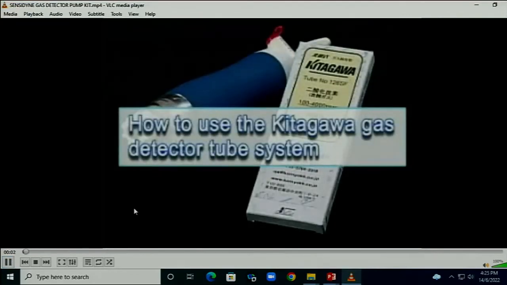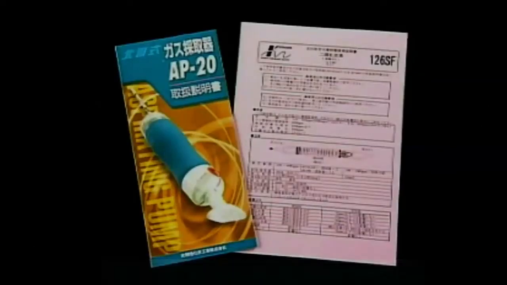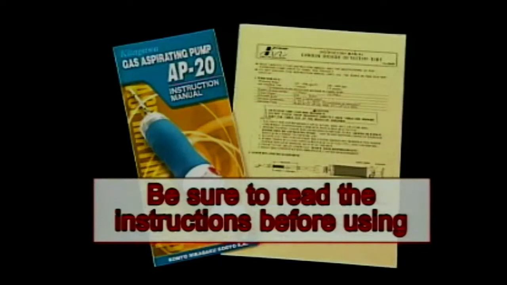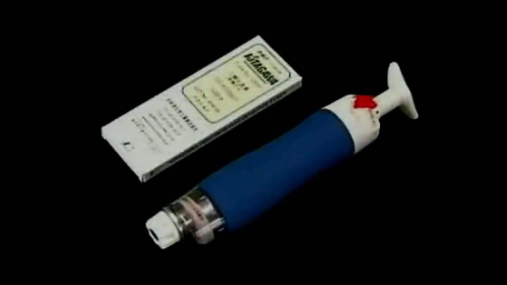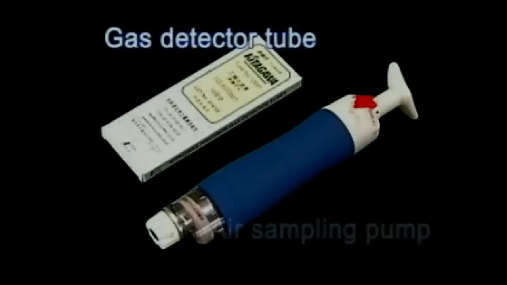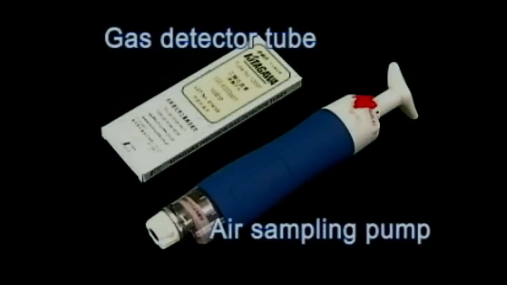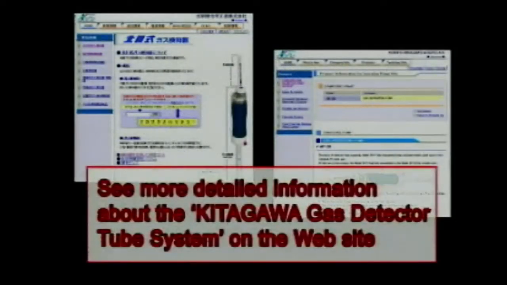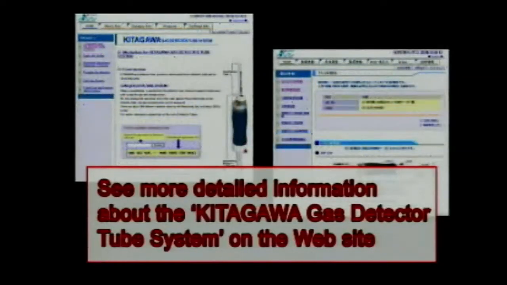The following video shows how to use the Kitagawa gas detector tube system. Be sure to read the instruction manual for the sampling pump, as well as the instruction manual that comes with each box of detector tubes prior to use. There are two parts to the Kitagawa gas detector tube system, the detector tubes and the sampling pump. You can find detailed information for the Kitagawa sampling pump and the many kinds of gas detector tubes on our website.